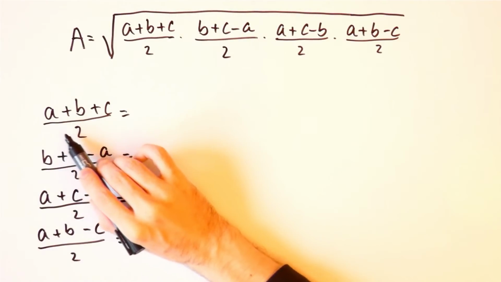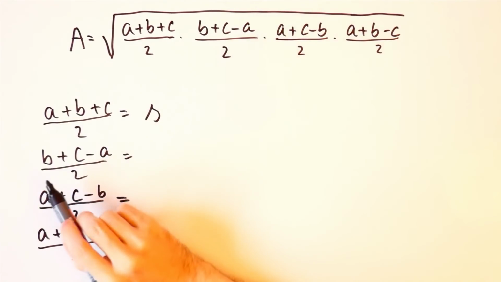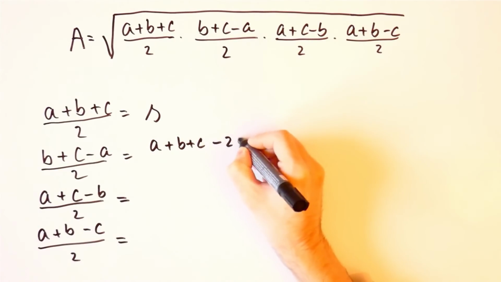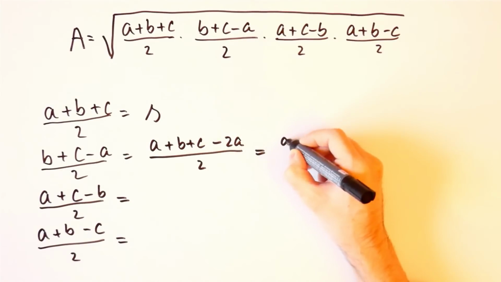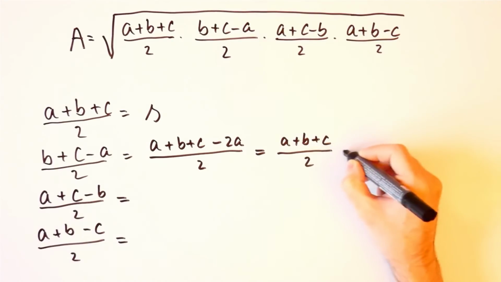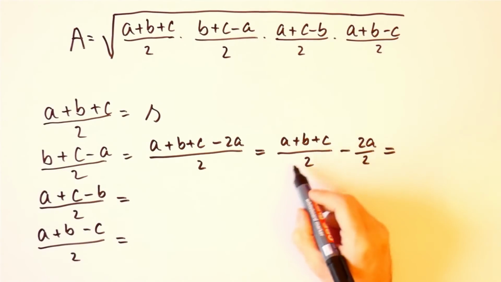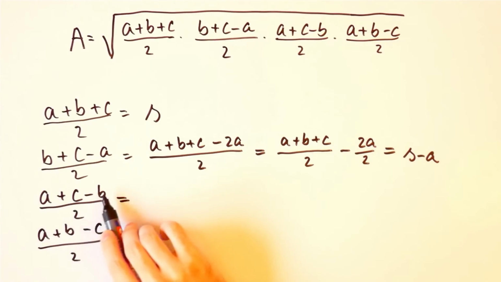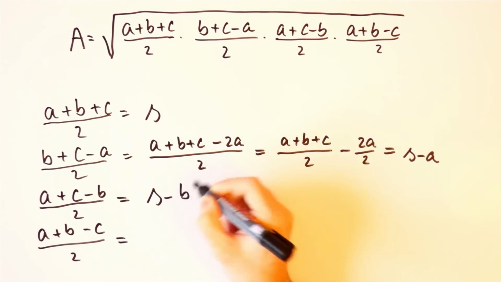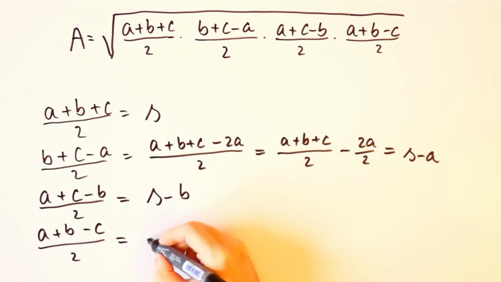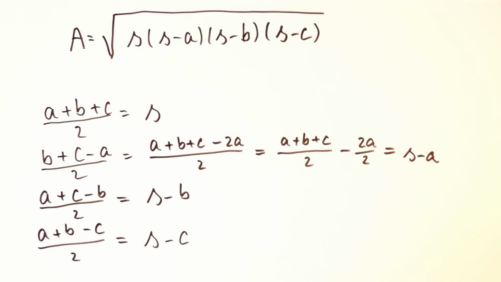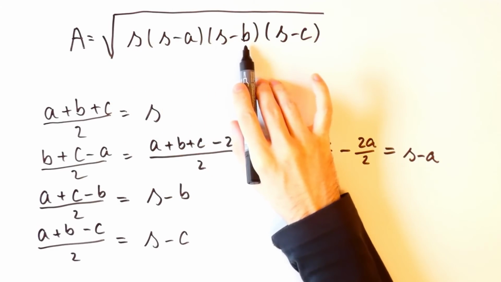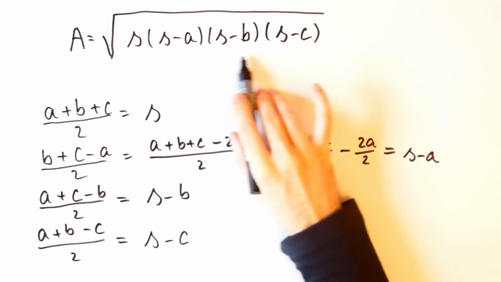We already said that we'll denote the semiperimeter by s. Now, (b plus c minus a) over 2 is equal to (a plus b plus c minus 2a) over 2, which is equal to (a plus b plus c) over 2 minus 2a over 2, which is equal to s minus a. Similarly, (a plus c minus b) over 2 is equal to s minus b, and (a plus b minus c) over 2 is equal to s minus c. And that means that the area is equal to the square root of s times (s minus a) times (s minus b) times (s minus c). This is known as Heron's formula.